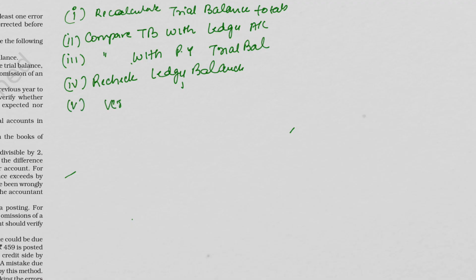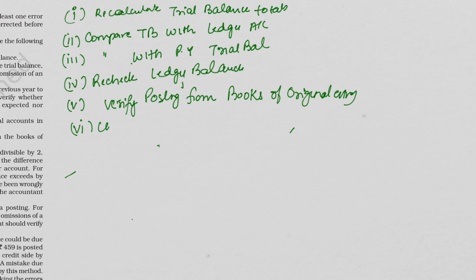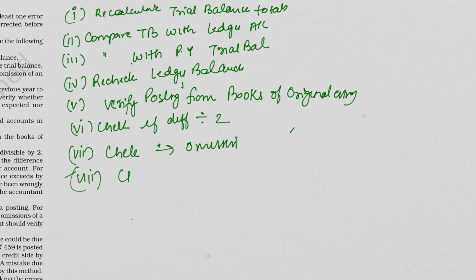Fifth, verify posting from books of original entry. Then check if the difference is divisible by 2. Check if the difference indicates omission. Then check if the difference is divisible by 9. So these methods basically help the accountant to detect mistakes quickly.